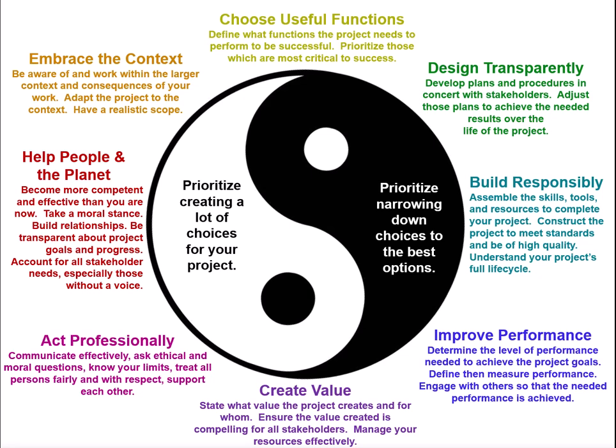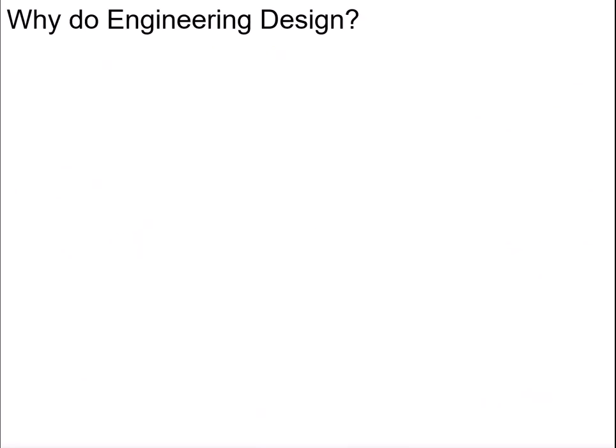Over on the left-hand side, we have prioritized creating a lot of choices for your project, because choices give you freedom. They help you understand the project. They give you options of which to choose to create an optimal or most appropriate solution. But when you start to actually do the design and testing and building, it's really important to prioritize narrowing down your choices to the best options. This tension between creating choices and narrowing those choices down is one of the tensions that's central to design. And you'll learn more as you go through design processes and are given design problems.